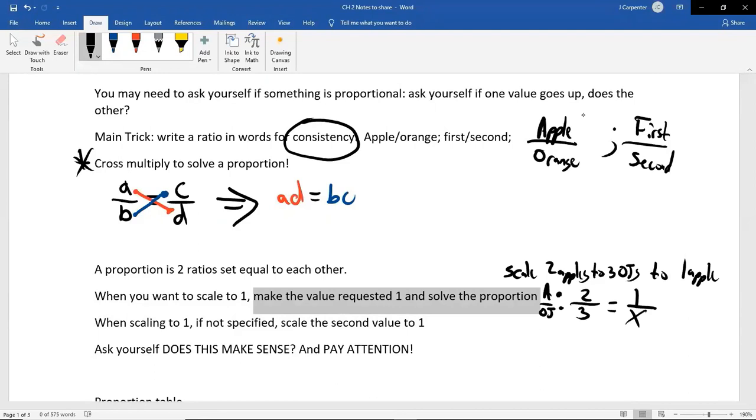So they generally tell you what to scale to 1. If for some reason they don't, some people will say scale the smallest to 1, some people will say scale the biggest to 1. What I find is most common with this course is that you scale the second value to 1. So if they don't specify which one to scale, it's generally going to be the second thing they said. And as I said, we will see these issues addressed with the guided worksheet activities we'll be covering.